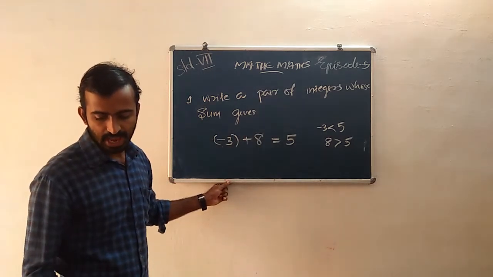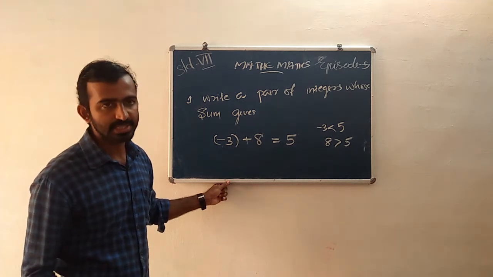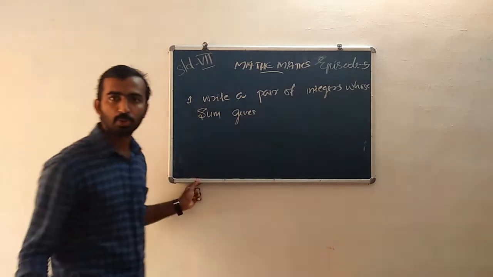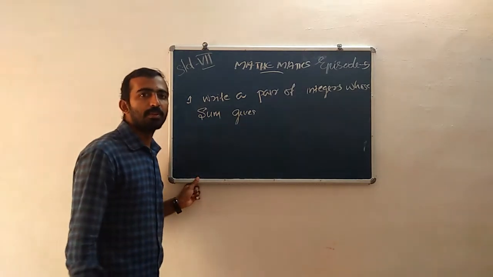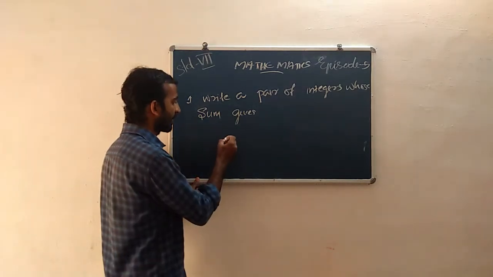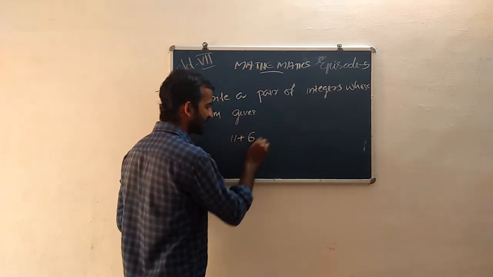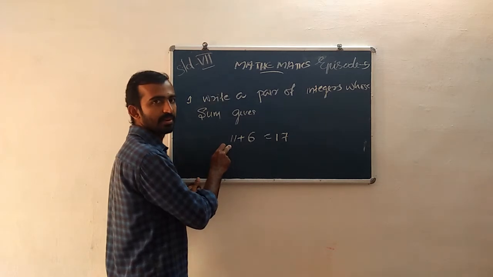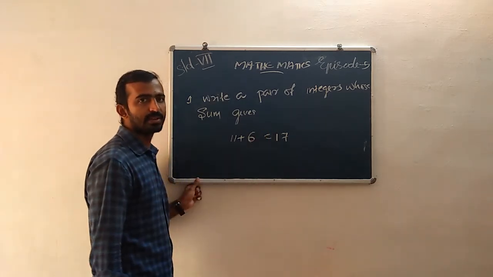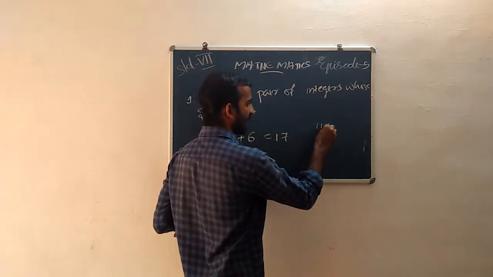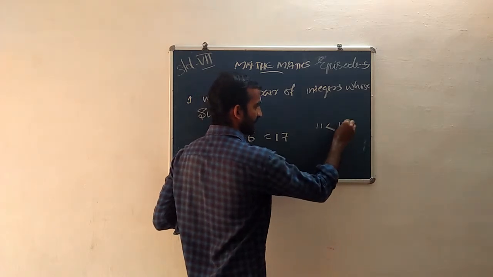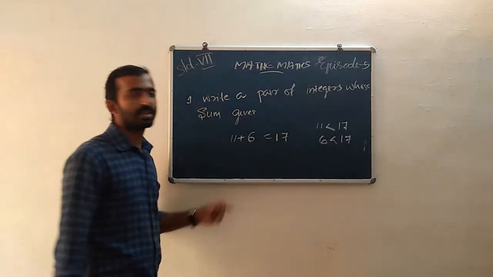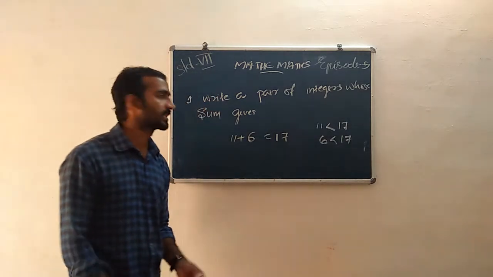What is the last question? An integer greater than both the integers. When we take two integers, we get the big integer. That is, we can write 11 plus 6 equal to 17. Here these two integers are smaller than 17. This is correct. That is, 11 is less than 17, 6 is less than 17. Is it correct? Yes, it is correct.